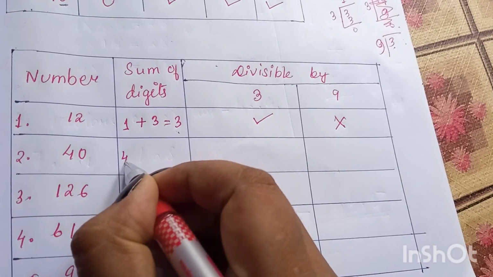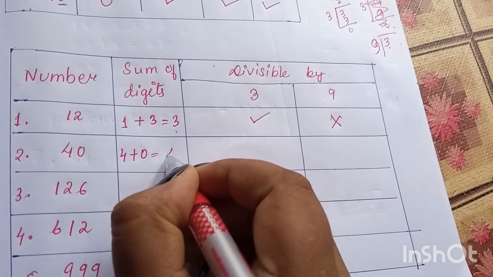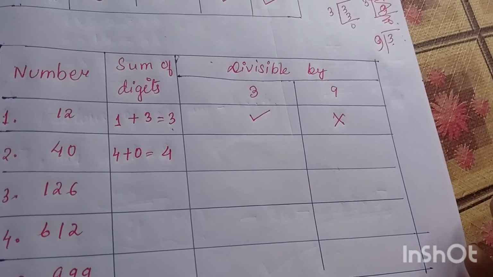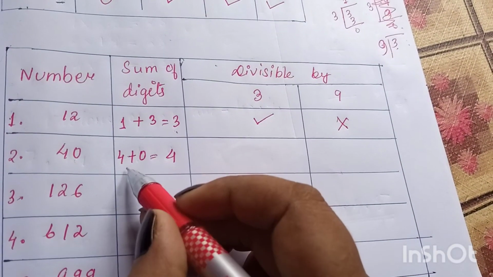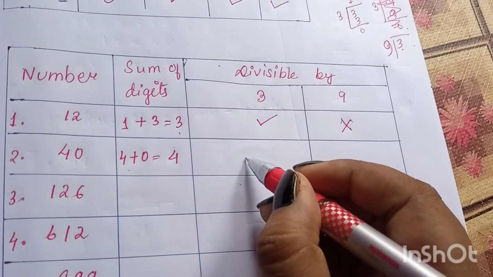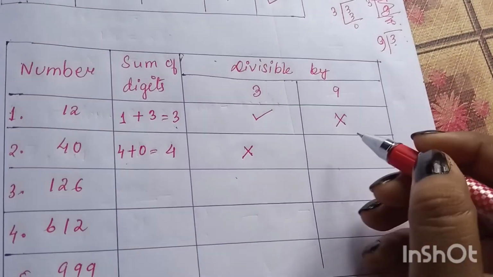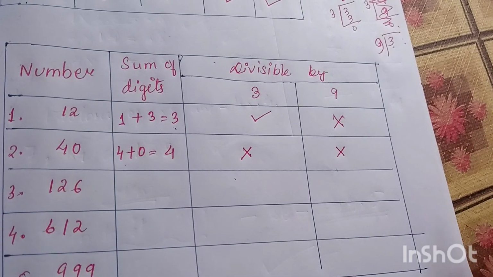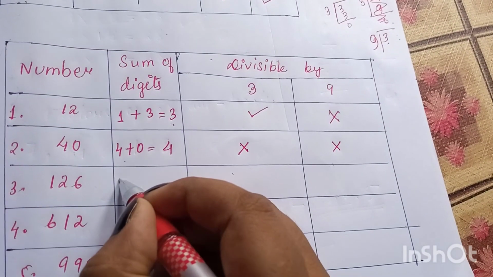Now 40. In 40, 4 plus 0 is equal to 4. 4 cannot be divided by 3, and it also cannot be divided by 9.